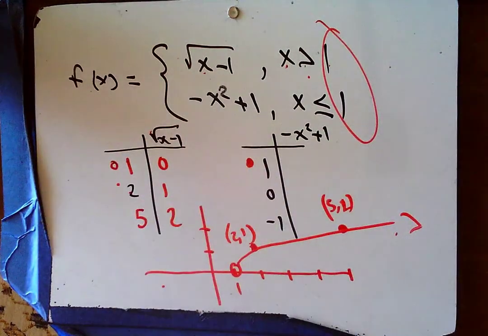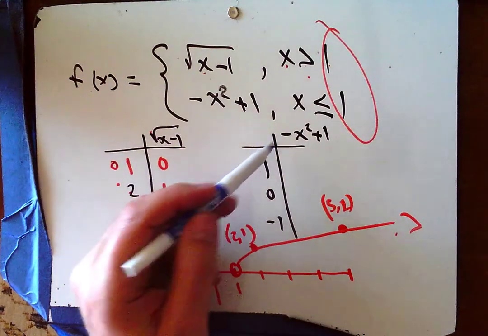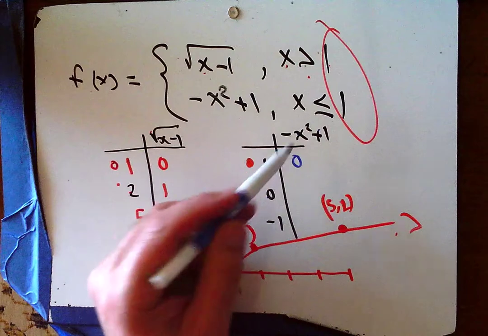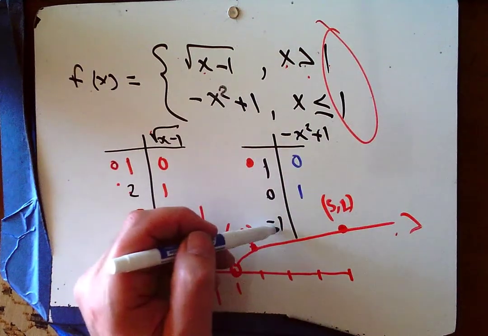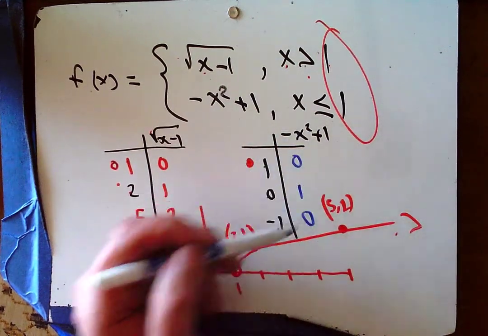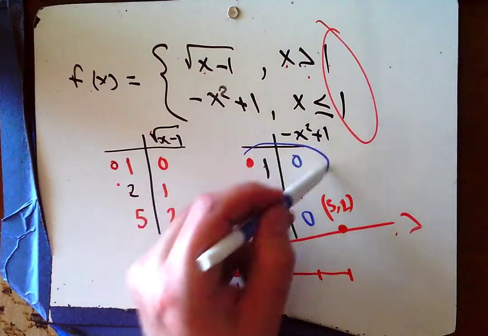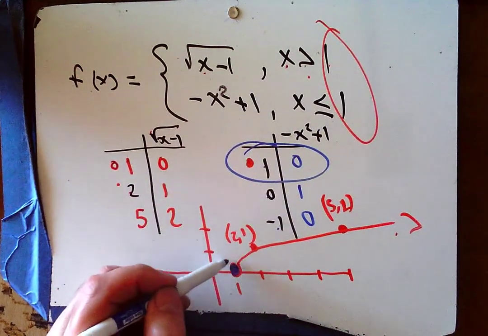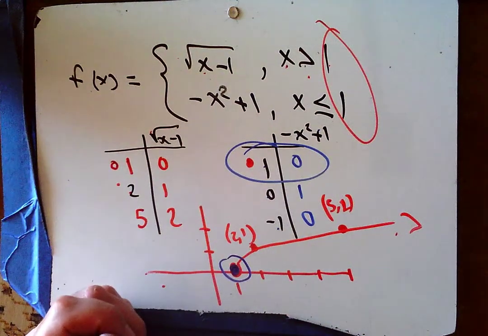Now what about this part? So for x values that are less than or equal to 1, I'm plugging in a 1, I'm getting 0, I'm plugging in a 0, I'm getting 1, I'm plugging in a negative 1, I'm getting 0. So note, this fills in that hole. Please, by all the gods, don't do that.